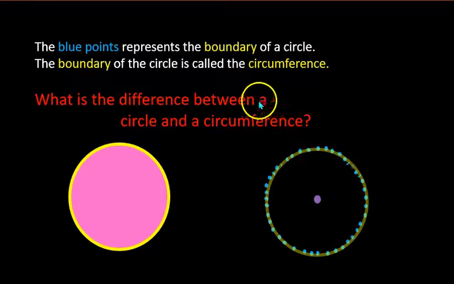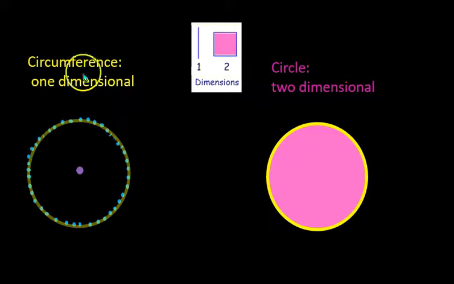What is the difference between a circle and a circumference? To understand the difference between the circumference of a circle and the circle itself, we need to understand dimensions. A 0 dimension is a point. That's an exact location in space. We can find the distance around the circle, the boundary point, and it has length.